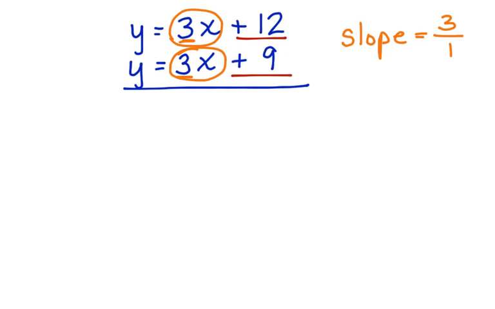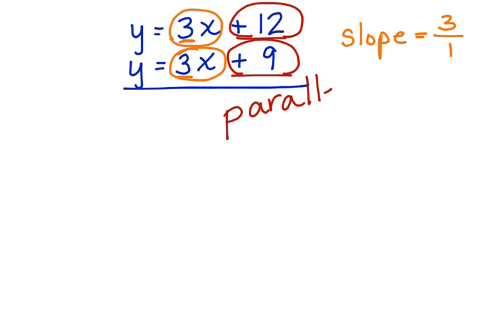The y-intercepts are different. This first line will intercept the y-axis at 12, and the second line at 9. But the important thing to notice here is that the slope is the same. Lines that have the same slope are parallel. And parallel lines will never intersect.